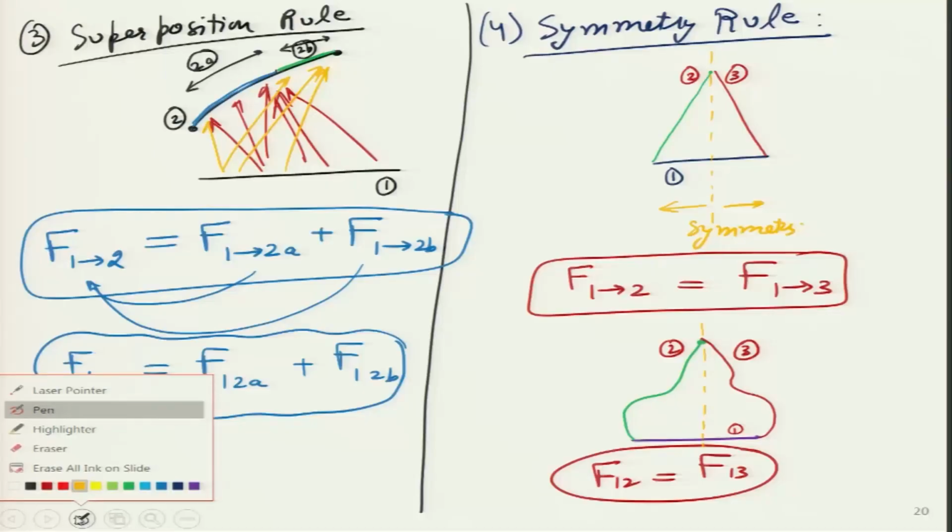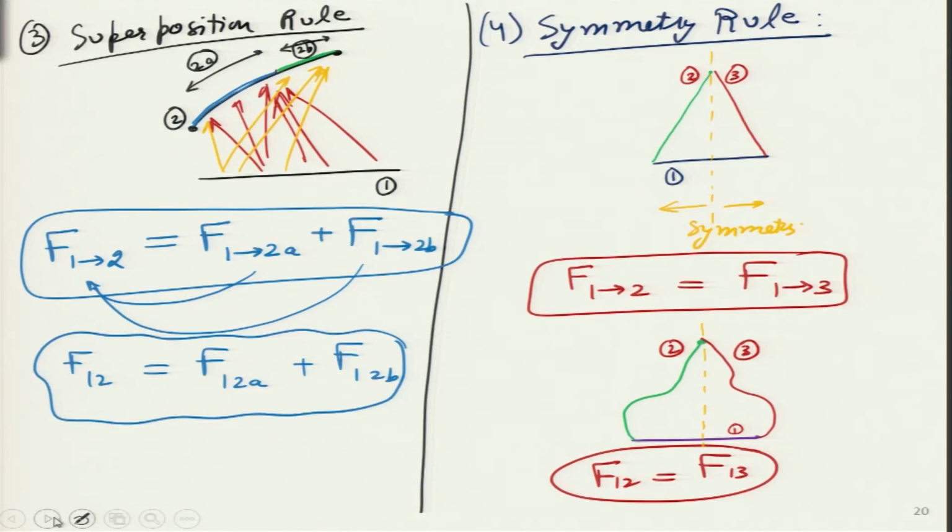So, if there is symmetry, then I can use this particular symmetry rule. Now, let me make things a little bit complicated, which means I may have slightly more complicated geometry. So, let me put a disc over here which is kept on top of another disc over here.